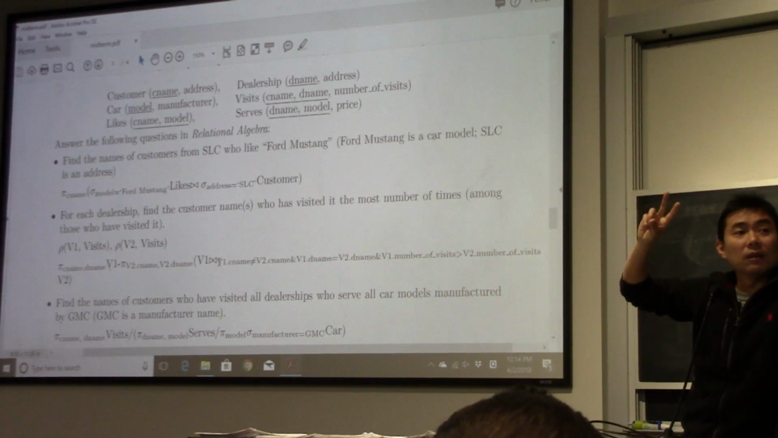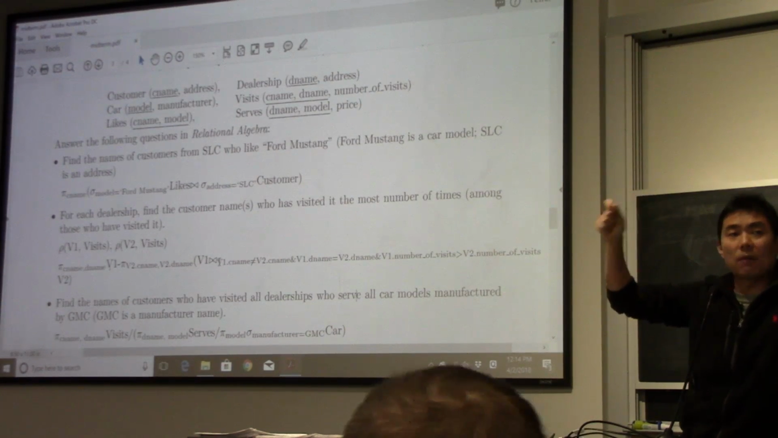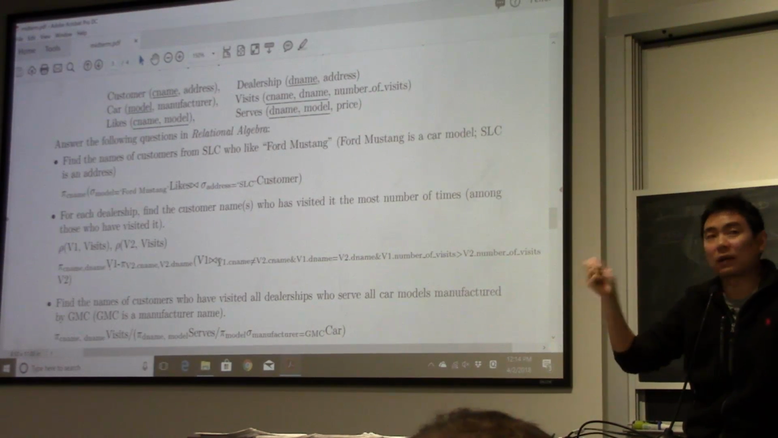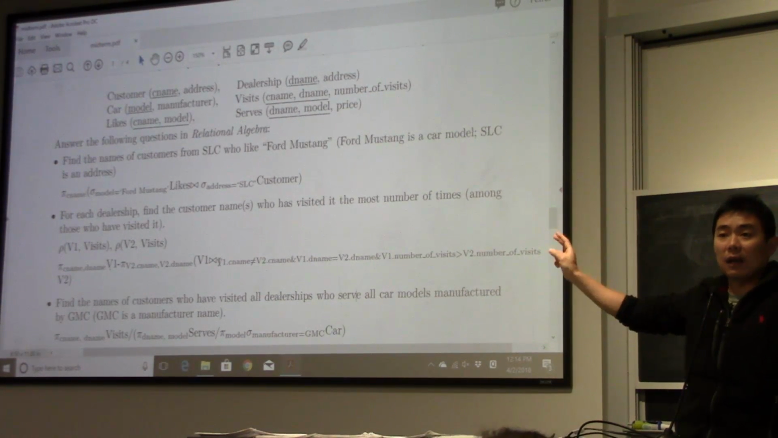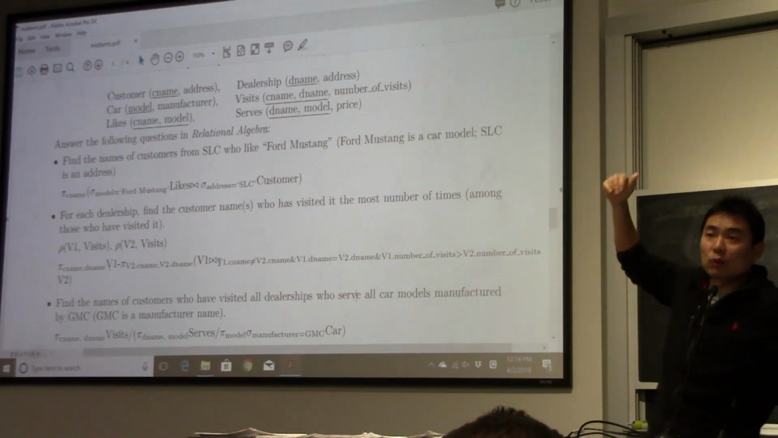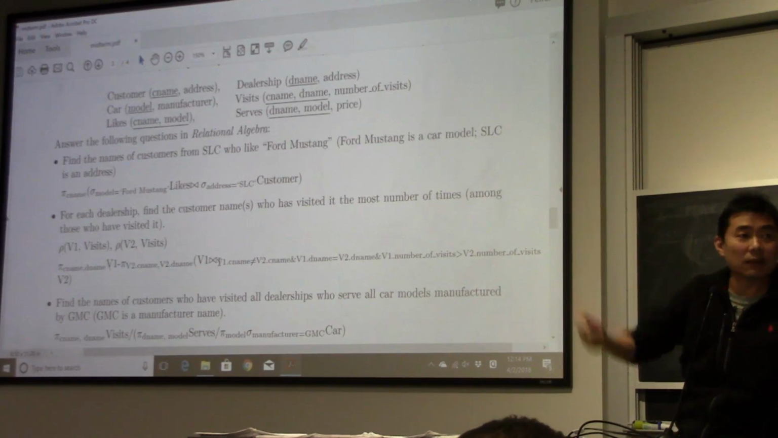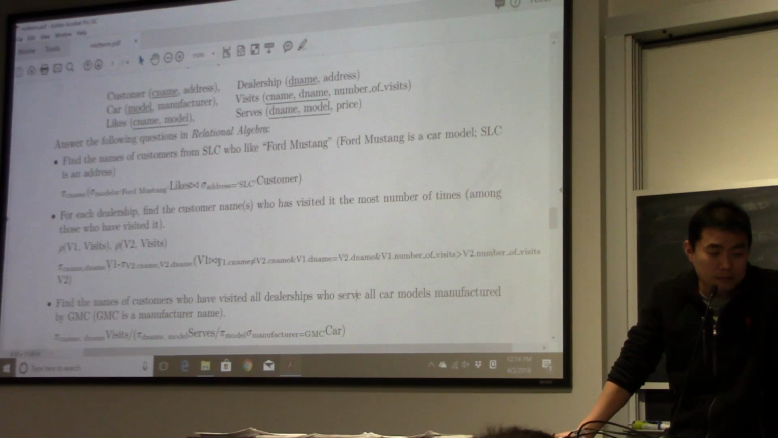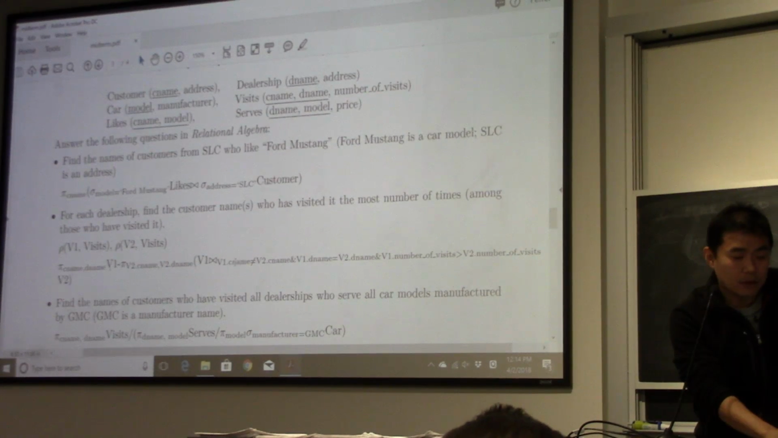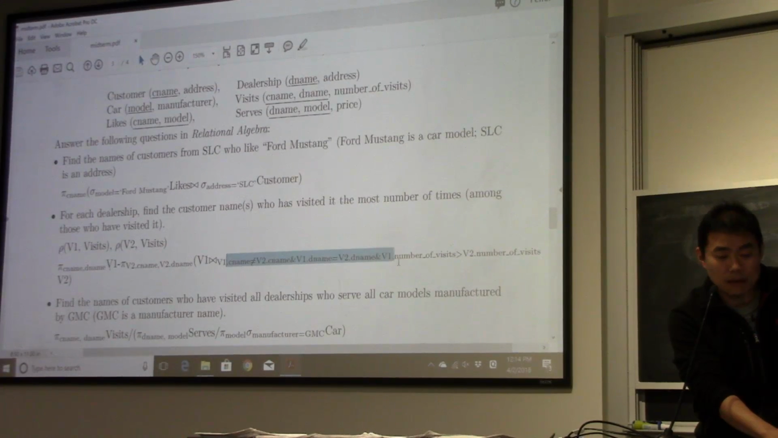The other one is, for each product, find out the shop that offers it at the lowest or maximum price. I forgot which one I asked you in the homework, but there are two problems identical to this. If you change the number of visits to price, this becomes exactly the same as that problem from your homework: which shop offers this product at the lowest or highest price. The trick is you do a self-join, and you make sure it's a different customer to the same dealership, D name equals D name, and one has a larger value than the other.